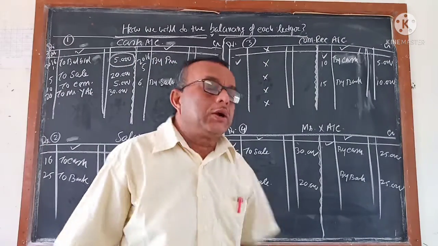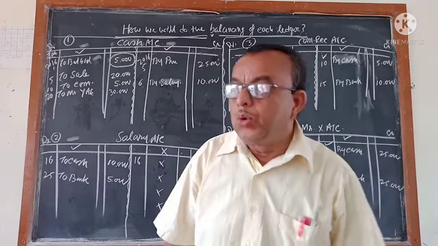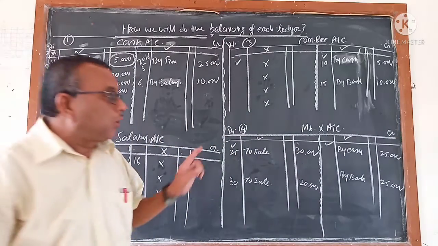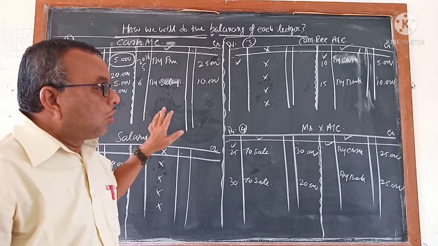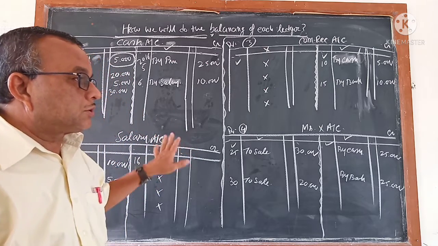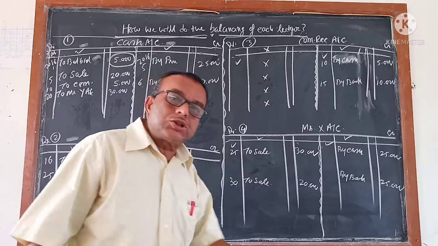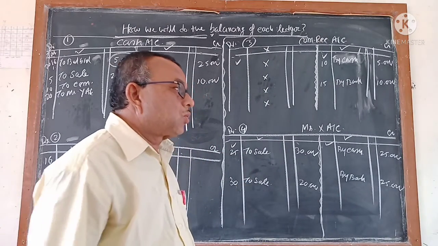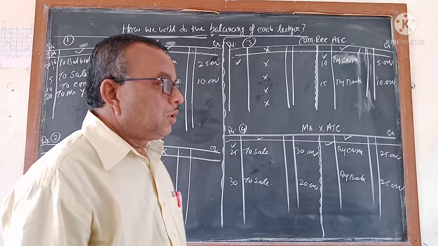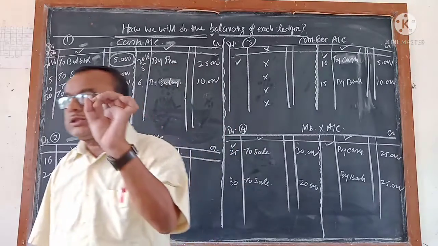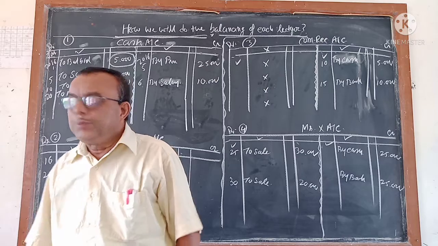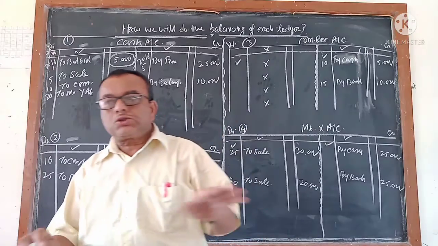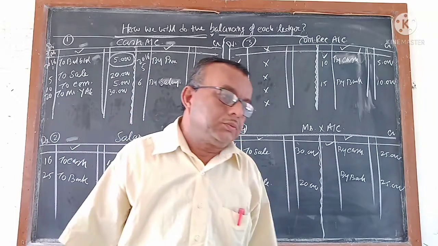Now, one by one, I want to show how we will do the totaling and balancing. Once you are able to understand these four options or situations, then you will be able to close all the remaining ledgers. Ledger posting is such a chapter: if you get confused, you will get more confused; if you understand, it will be very easy for you.